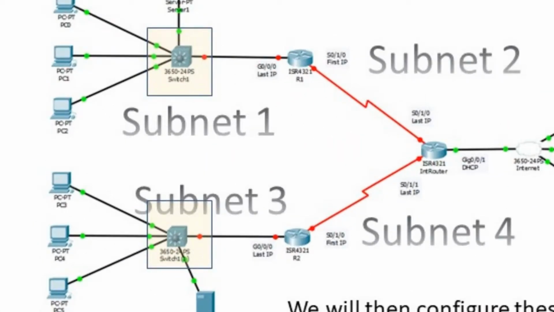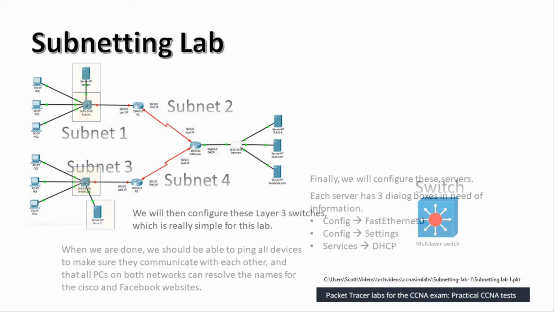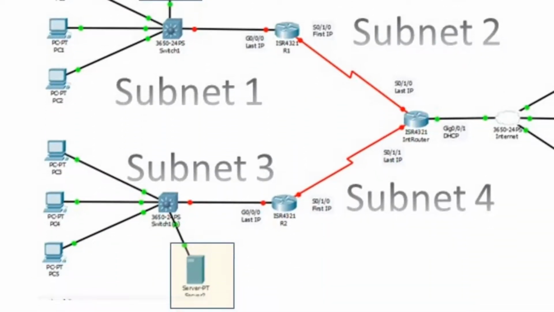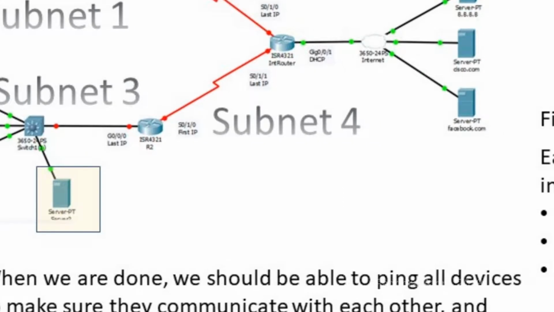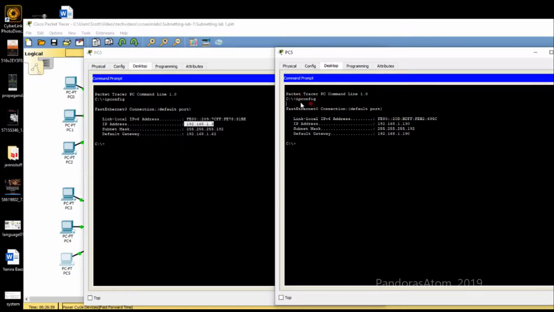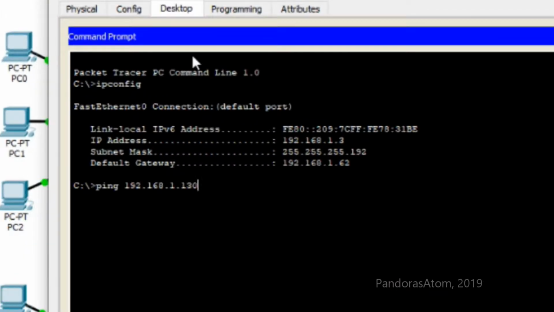Then we're going to configure these layer 3 switches, which is really simple for this lab. There's really not much to it. Finally, we will configure these servers. Now, each server has 3 dialog boxes in need of information. We'll go through that when we get to that stage. When we are done, we should be able to ping all devices to make sure that they communicate with each other and that all the PCs on both networks can resolve the names for the Cisco and Facebook websites.